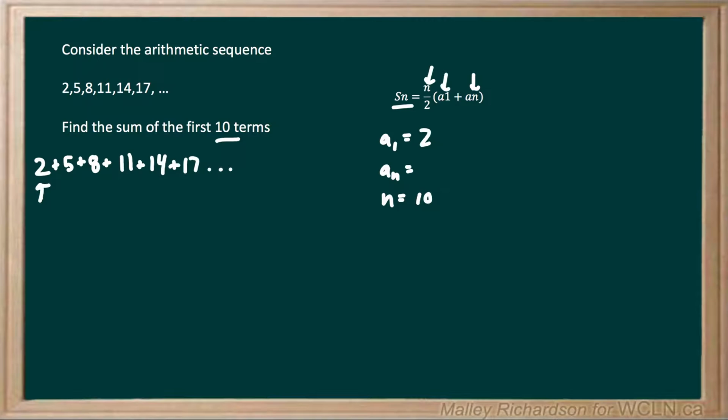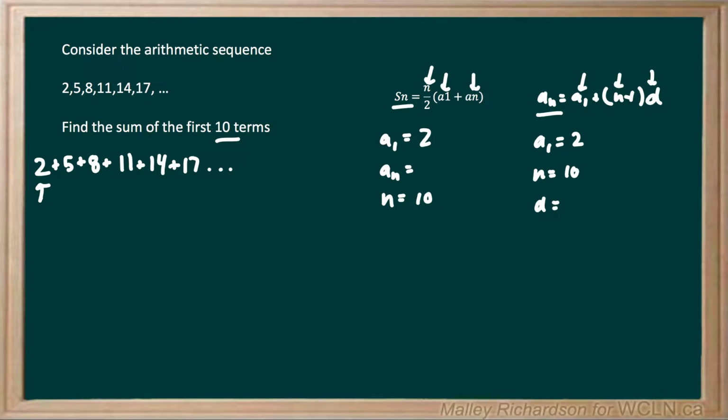So because we don't know a of n, we're going to have to use our arithmetic sequence formula to solve for a of n, which you can remember is a of n equals a1 plus n minus 1 all multiplied by d. So in this case, we're going to solve for a of n, which means we need to know a1, n, and d. a1 is again the first term, which is 2. N is the total number of terms, which is 10. And d is a common difference.